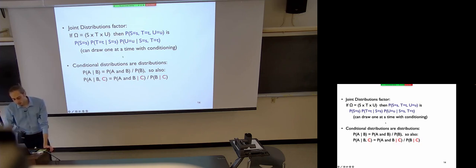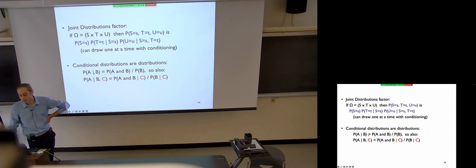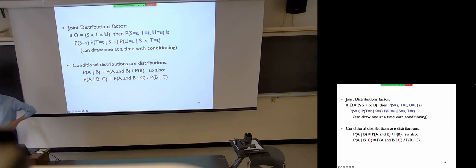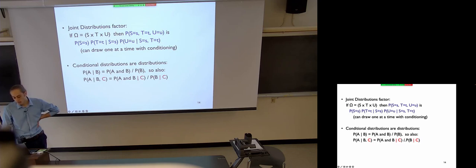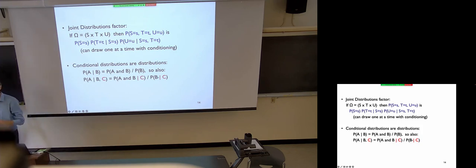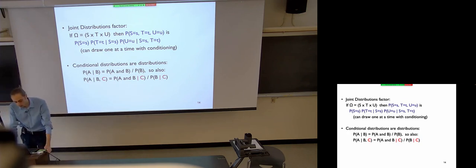Conditional distributions are also distributions. I wanted to make this point. P of A given B is, by definition, like that. And if we add another conditioning, for example a C, the same still holds. P of A given B and C, we simply add another C: P of A and B given C times P of B given C. You see, these initially were not conditioned on the right-hand side, but now they become conditioned. But they still stay as distributions. They still have the same properties of a distribution. They all sum to one.